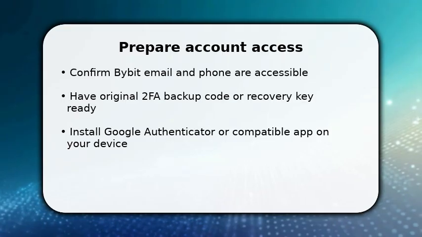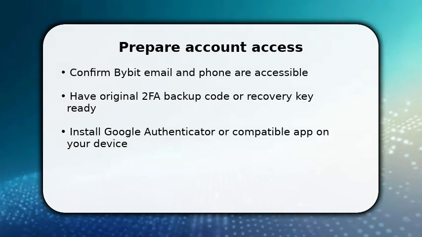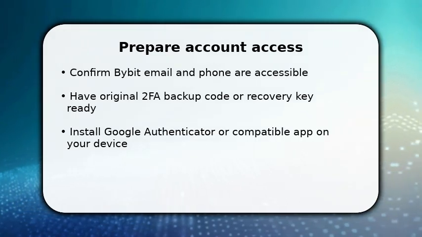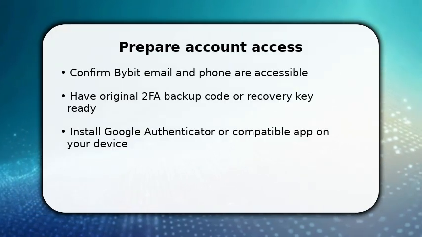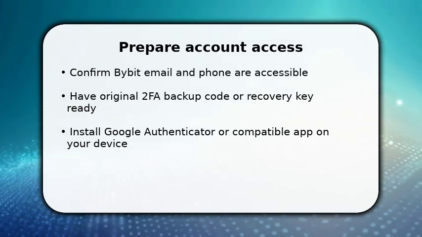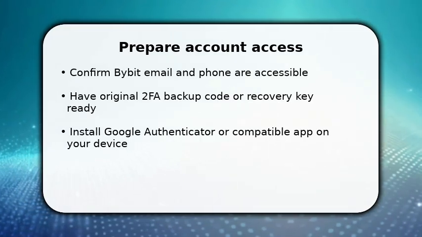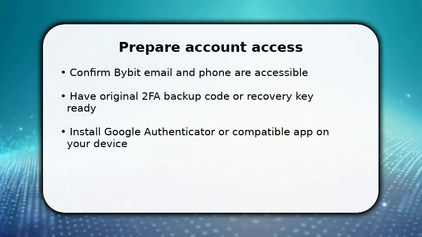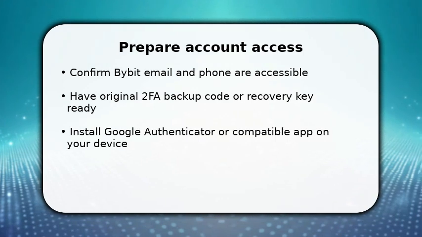You start by confirming you can receive Bybit account emails and SMS. This verifies identity channels. Next, find your original 2FA backup code or saved secret. This is how you restore keys fast. If you don't have it, install Google Authenticator or Aegis on the device you'll use and make sure the app is updated. Once done, sign in to Bybit on a secure network and navigate to security settings so you're ready to perform the transfer or reset steps.